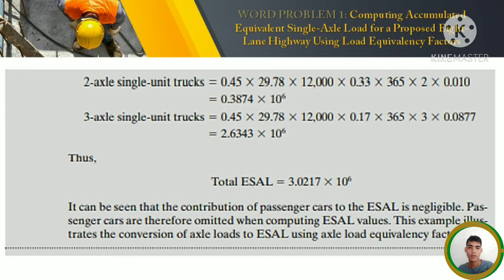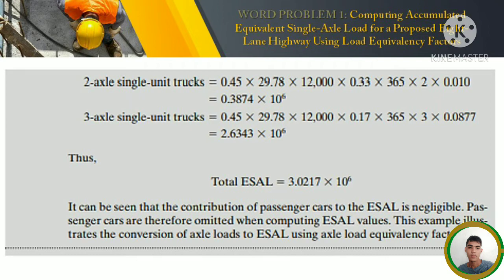So let's continue the solution. You notice that the passenger car's 100 pounds per axle is being neglected because the value is so low. So let's continue to the 2-axle single unit trucks.